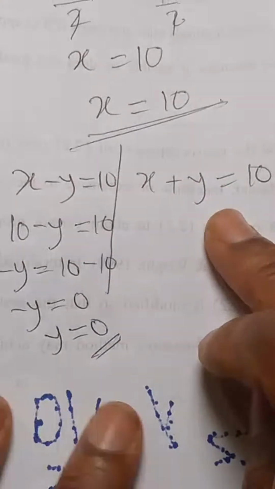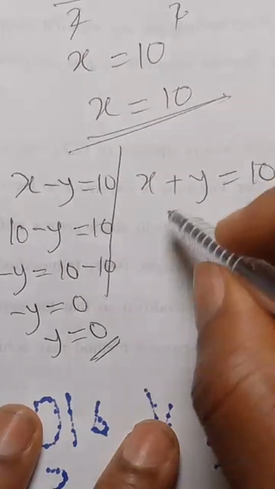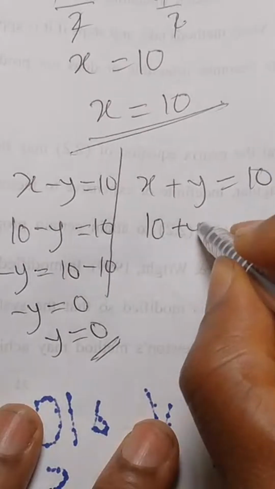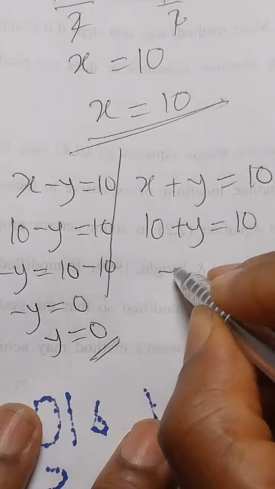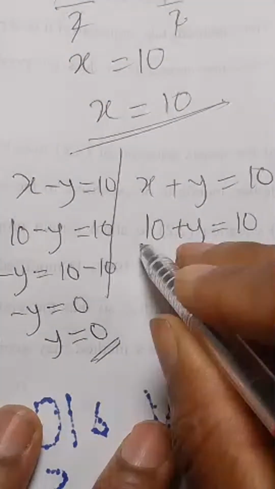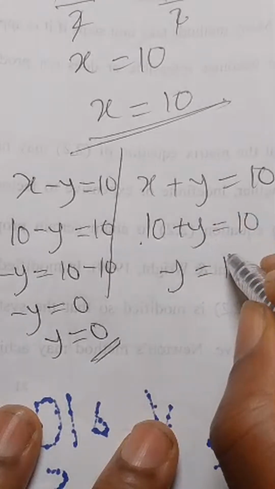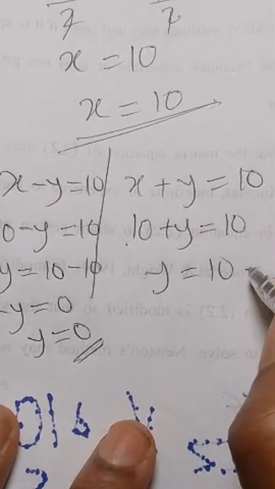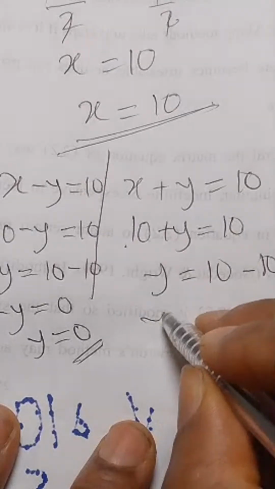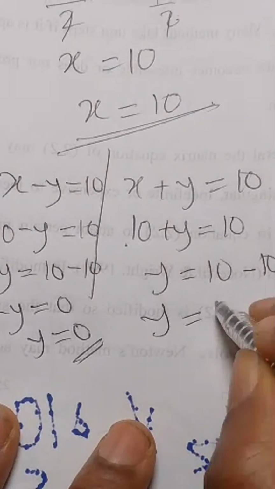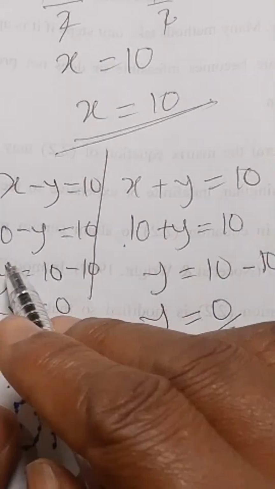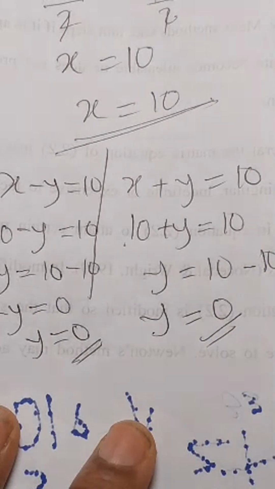So let's check it on this side too. Our x is 10. We have 10 plus y is equal to 10. When the positive 10 crosses the equality sign, it becomes negative 10. So y is equal to 10 minus 10, which is 0. Like I said, whether you substitute on this side or this, you arrive at the same answer.